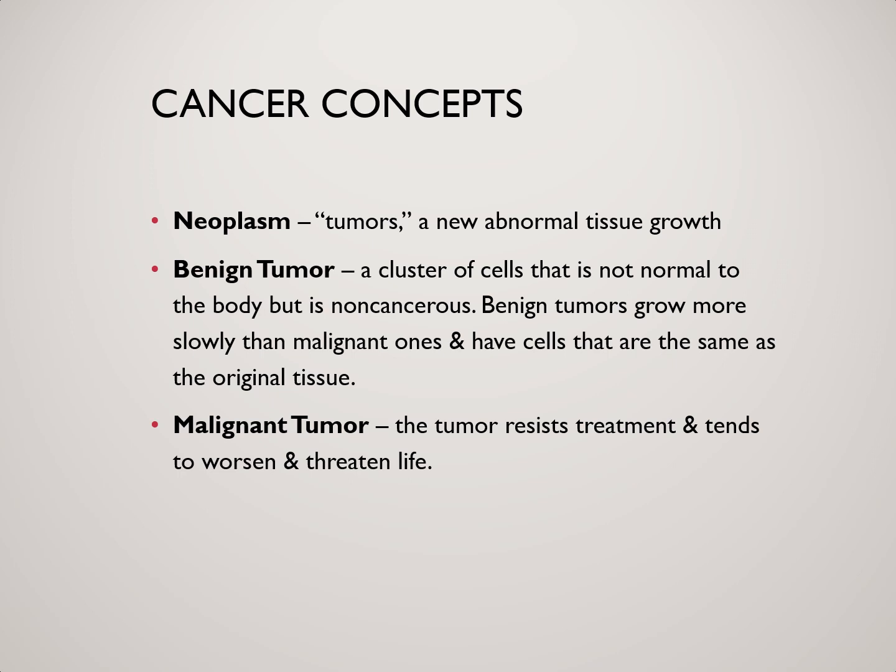Benign tumors are rarely life-threatening. They are non-cancerous. They are a cluster of cells that are not normal to the body, but they are non-cancerous. Benign tumors grow more slowly than malignant ones, and benign tumors have cells that are the same type as the original tissue. So if you have a benign tumor of the lung, for example, and you were to biopsy that site, it would have lung cells in it, so it tells you where it's originating from.